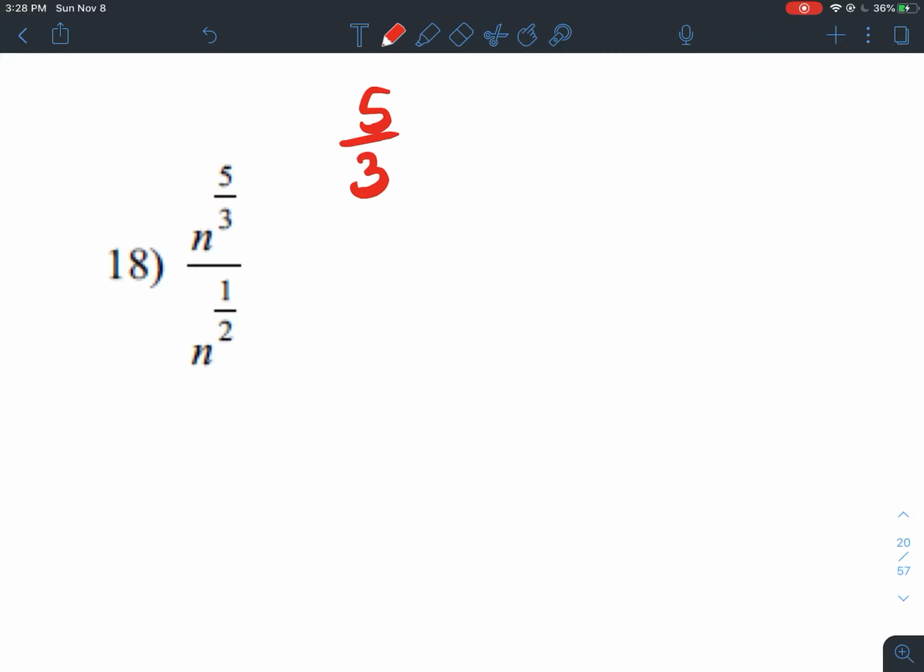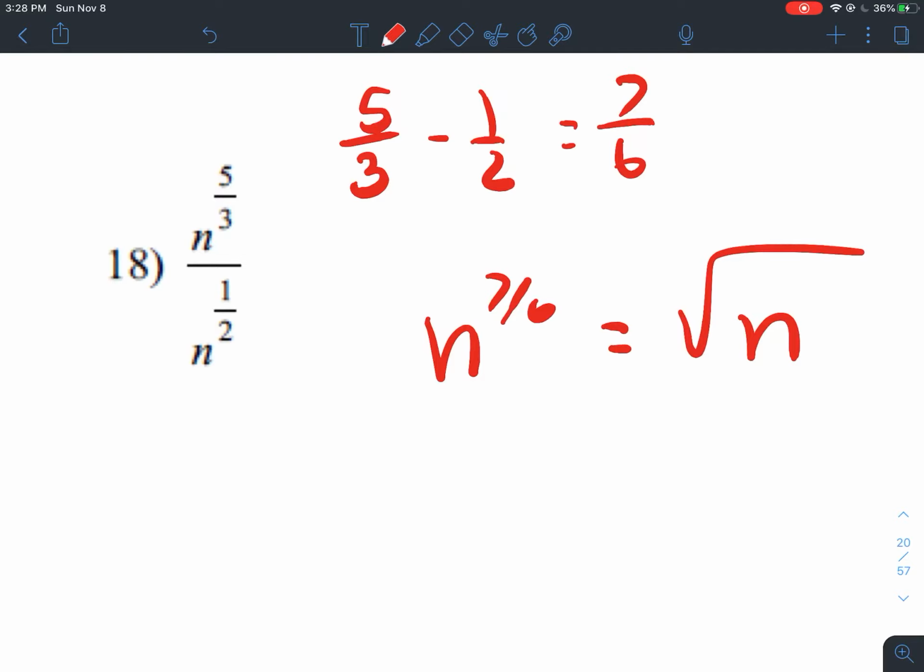So we have 5/3 minus 1/2, and when you do that, you should get 7/6. So you get n to the 7/6, and another acceptable answer would be the 6th root of n to the power of 7.